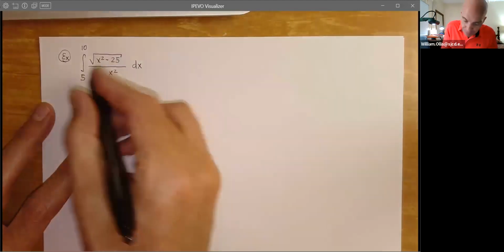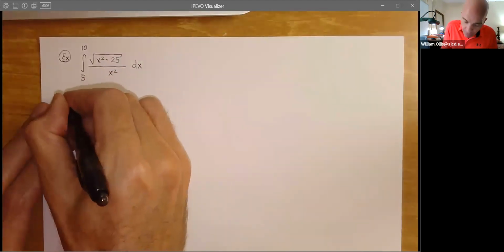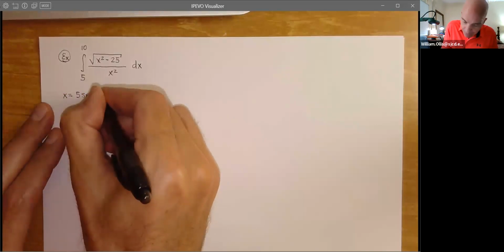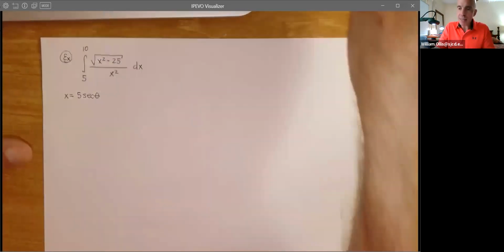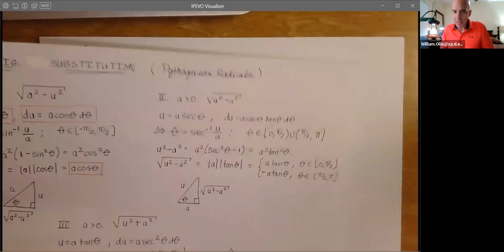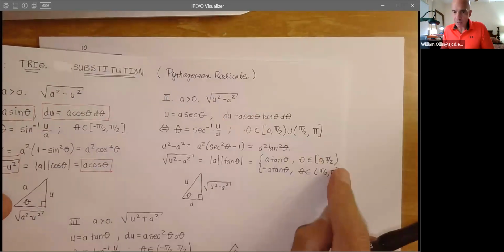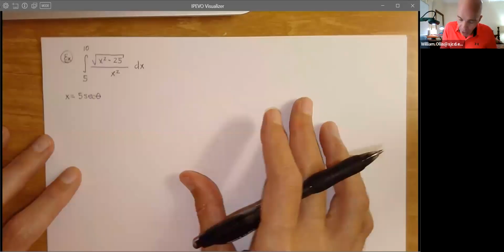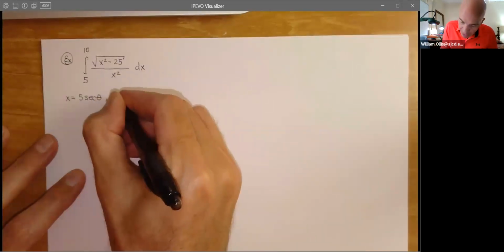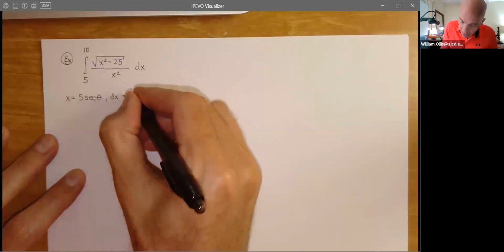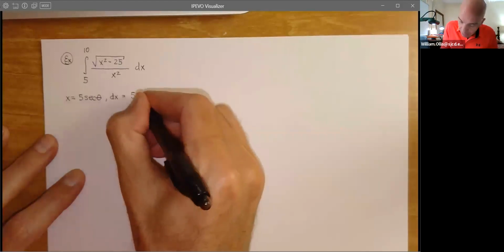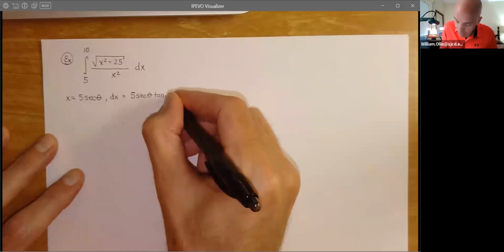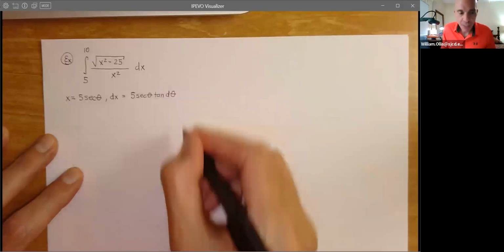So notice that we'll have x equal 5 secant theta. So I know we keep going back to this. That's this one right here, which we just can't seem to get rid of. So now we have dx equals 5 secant theta tangent theta d theta. Nice problem. This is a good problem.